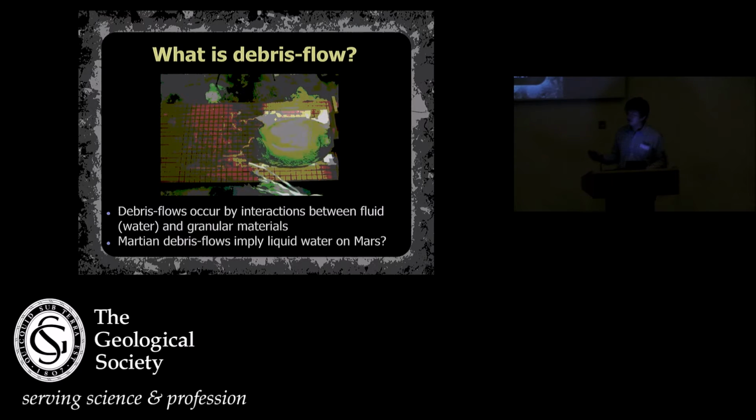This is an experiment of debris flow. The mixture of water and sediment is released on the slope and flows down to the plate here. This is just 1 meter scale. Debris flow occurs by interaction between fluid and granular materials. So if we can observe debris flow on Mars, that may imply liquid water existence on Mars.